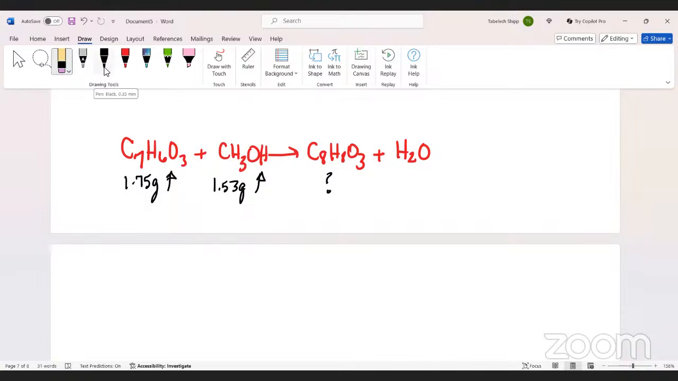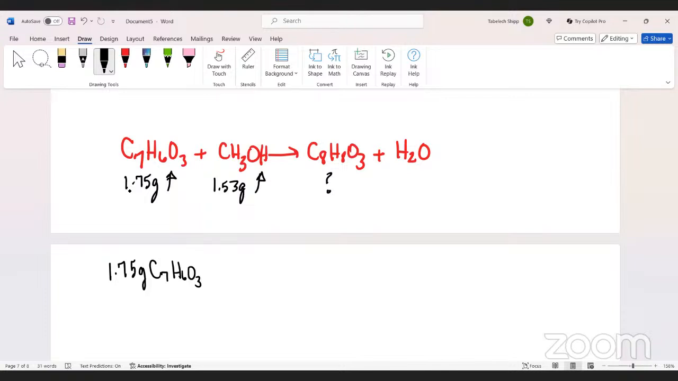So what we would have to do first is take the 1.75 grams of C7H6O3 and convert that to a mole. And let me tell you this too. This reaction is balanced, and let me tell you why. We've got 8 carbons on the left, 8 carbons on the right. We've got 10 hydrogens on the left, 10 hydrogens on the right, 4 oxygens on the left, 4 oxygens on the right. So this is balanced. That's the first thing you want to make sure is done.